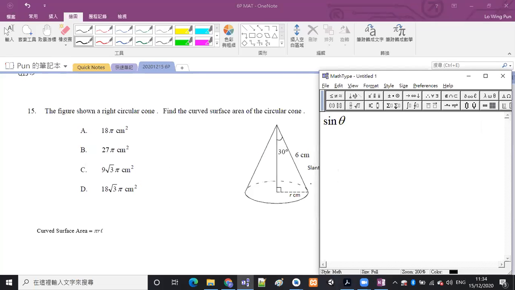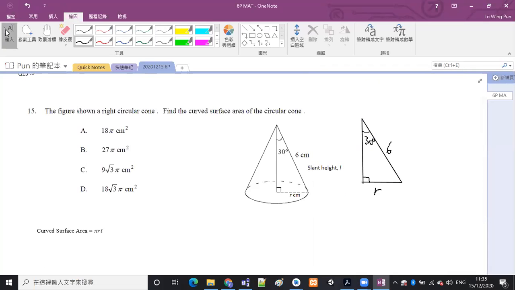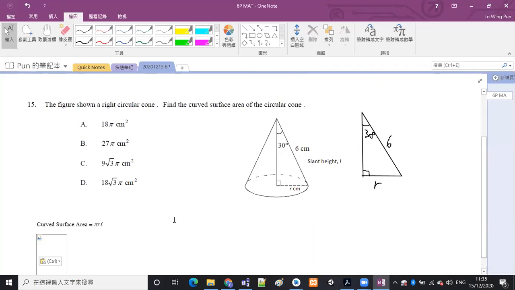to use sine theta is equal to opposite side over hypotenuse. In this case, our theta is 30 degrees, our opposite side is r, and our hypotenuse is 6. So r is equal to 6 times sine 30 degrees. When you use the calculator, you'll find that r is equal to 3. So that's how we can find the radius of the cone.